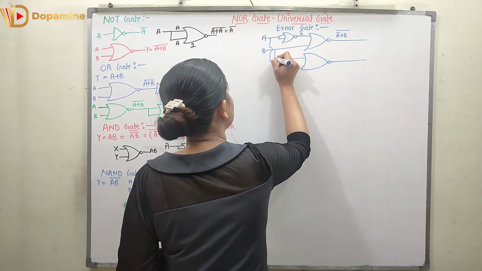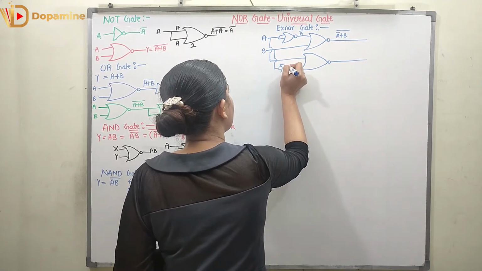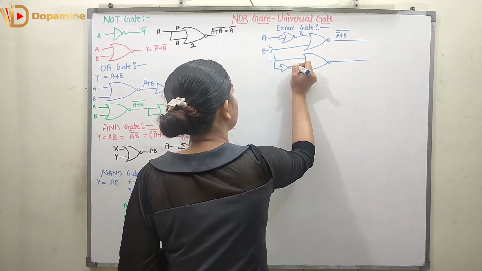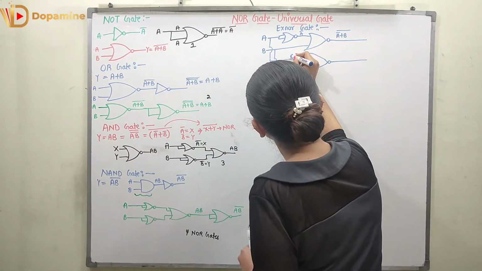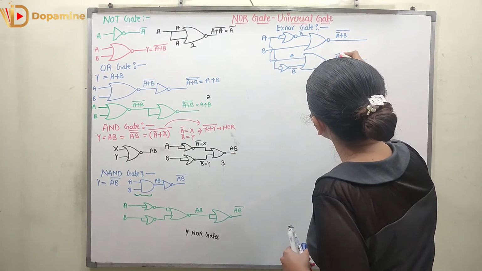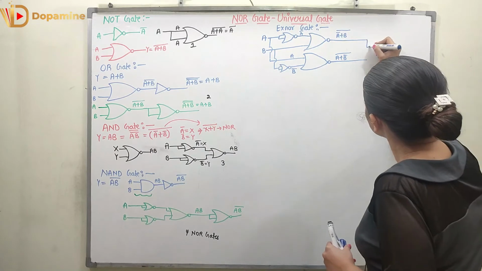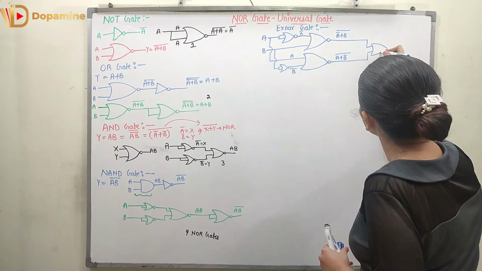I can take the B over here and send it to a NOR gate, and I will get the B bar over here. This is my A, this is my B bar. So over here I will get (A plus B bar) whole bar. Now you are going to send these two to one more NOR gate.